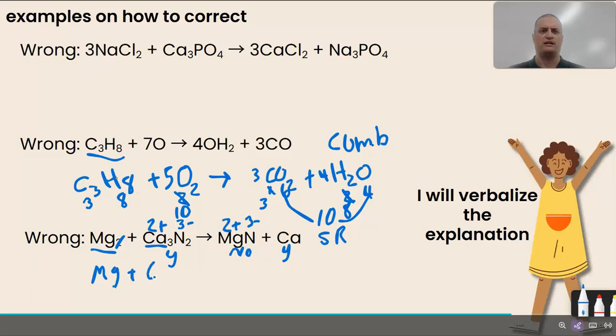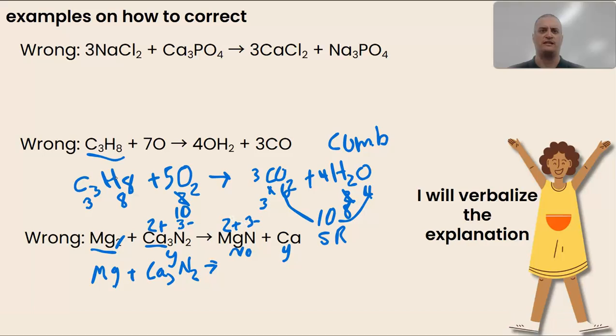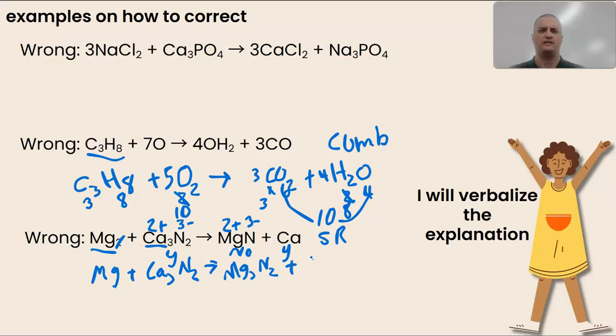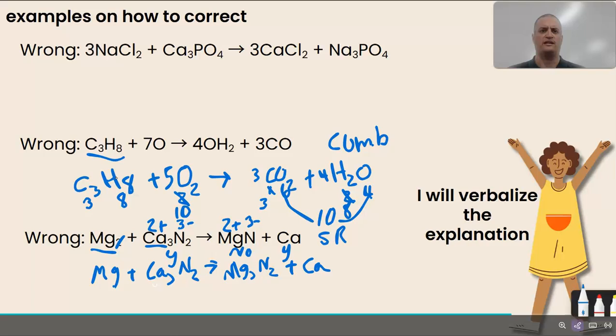This one was already fine, so just copying it. This one we need to cross the charges down here, so 3 magnesium, 2 nitrogen. Magnesium 3 and nitrogen 2. And then calcium is A-OK. Next, I need to balance. So I can see I'm going to leave the elements alone.